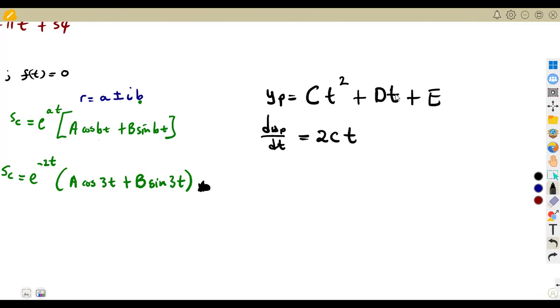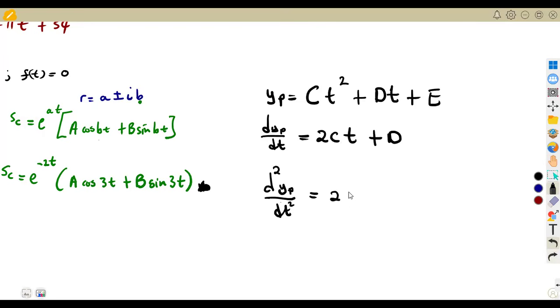The derivative of y with respect to t: d is a constant, remember, so it's going to be plus d. E is a constant, so it will give us a 0. All right, so this is the first derivative. Now we find the second, because there's a second derivative in our formula, so we differentiate with respect to t.